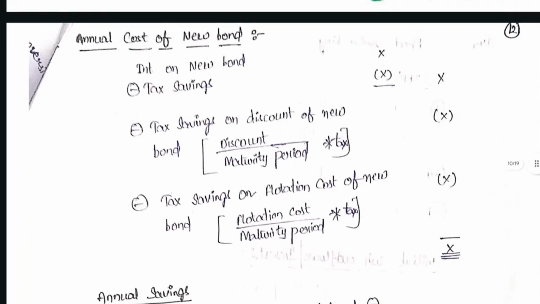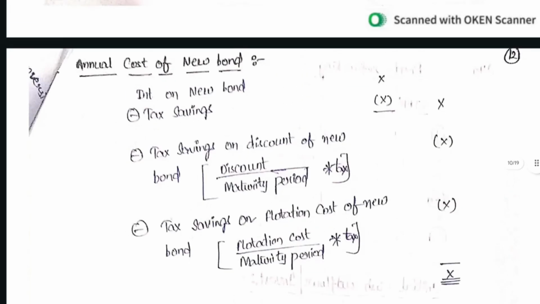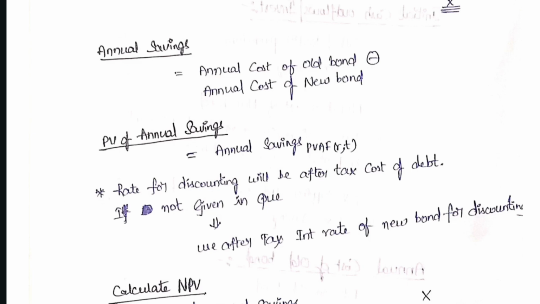Next, annual cost of new bond. Interest on new bond less tax savings, minus tax savings on discount of new bond. How to calculate it? Discount divided by maturity period into tax rate, minus tax savings on flotation cost of the new bond, that equals flotation cost divided by maturity period into tax rate. We will get the annual cost of new bond. Annual savings equals annual cost of old bond minus annual cost of new bond.